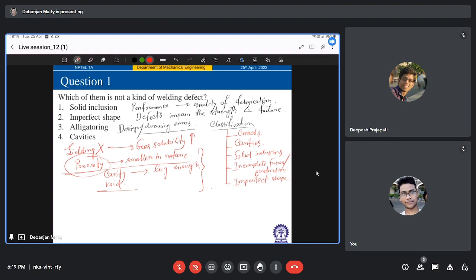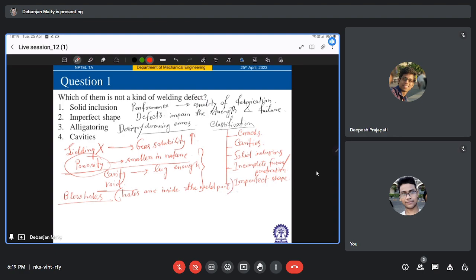Now in those cases there is something called blowholes also. So you can have blowholes in the case of welding, where the holes are inside the weld pool. I'm just giving some brief characterization. I'm not going into depth for this first question. So here the blowholes are inside the weld pool.